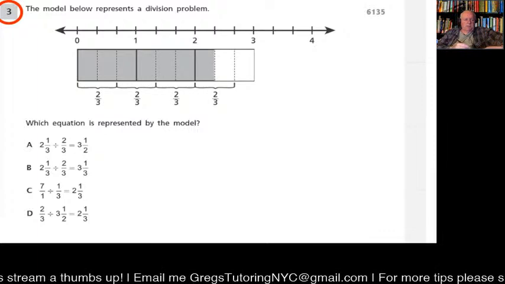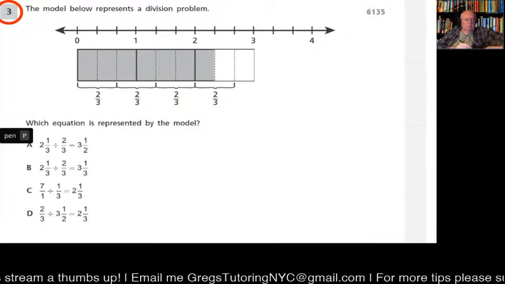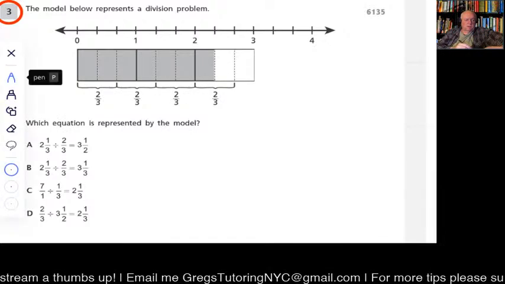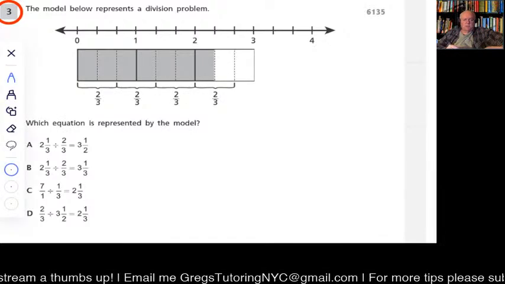Let me get my pencil set up here. One second while I activate that. Okay, so we should be good there.